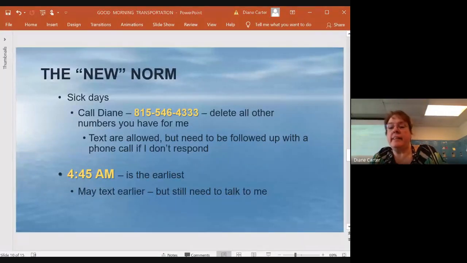Sick days. There is my phone number in yellow. If you have any other number in your phone at this time, get rid of it. I still have people texting or calling my district phone, and I don't check those texts every day. I try to, because that's who people within the district call, but I've got most of them used to calling my personal cell.